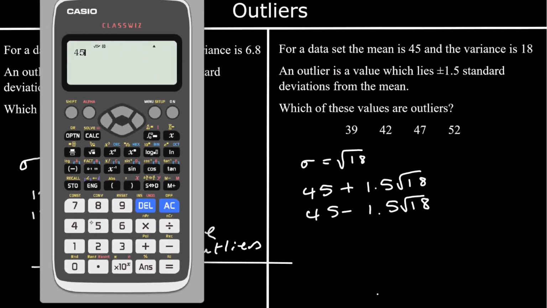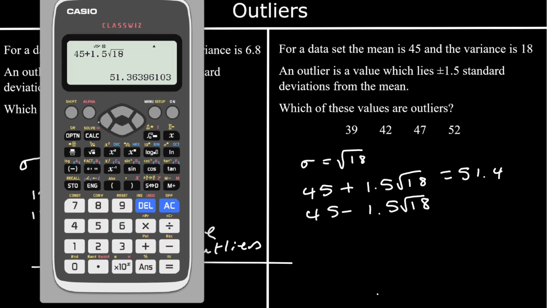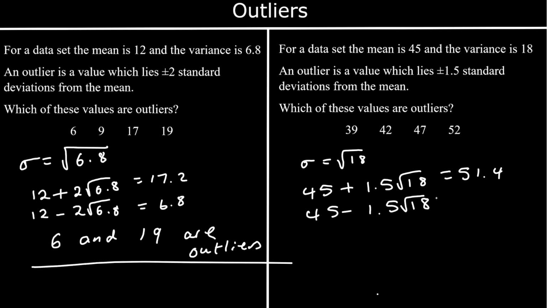So let's just type it into the calculator. So we've got 51.4. So anything bigger than 51.4, or anything smaller than 38.6. So which ones are outliers? Just the 52. 52 is an outlier.